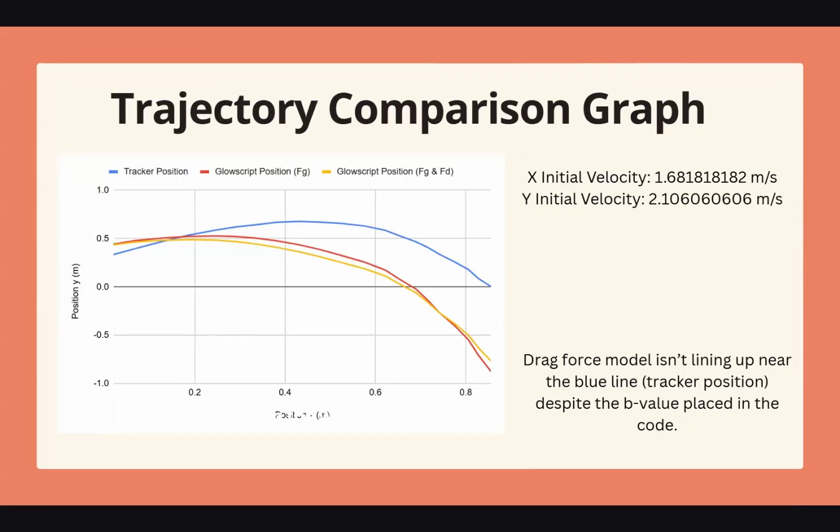When comparing all three trajectories on the same graph, originally, the drag force model wasn't lining up near the blue line, which indicated the tracker position, despite the B value placed in the code. Therefore, an error must have taken place when either collecting data or making the code. We plotted the position x against the position y for all three. Therefore, there must have been an error.